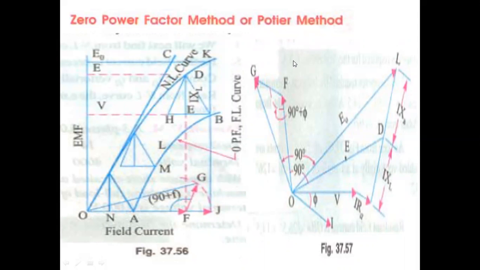The voltage drop due to armature leakage reactance XL can be found from it; it is also called the Potier reactance. It is found from the OCC and the full load zero power factor curve. By combining these two, E0 can be calculated here.